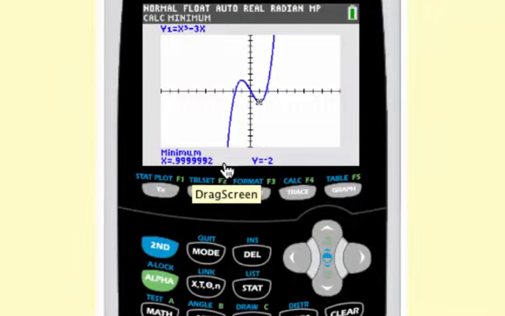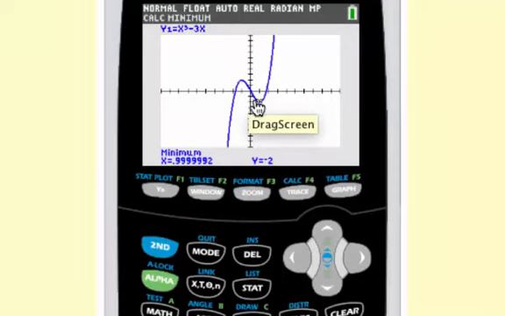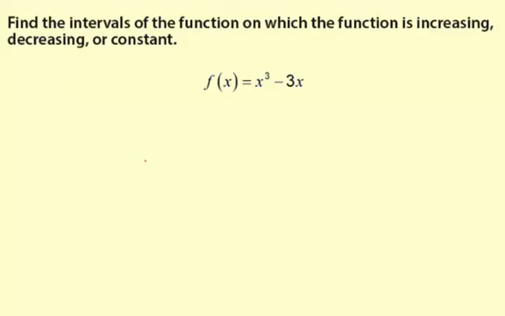So that means that the graph is increasing all the way until x equals -1, where it turns around and starts going downhill, where it's decreasing until x equals 1, then it turns around again and starts increasing. So we have an increasing interval, a decreasing interval, increasing interval. Now here's how you would write that.